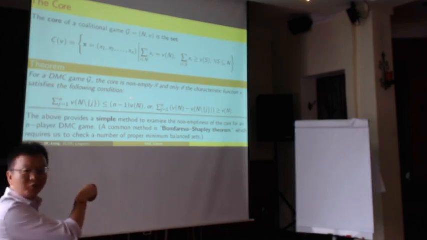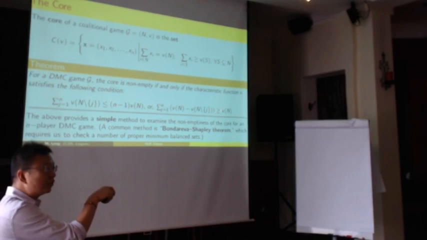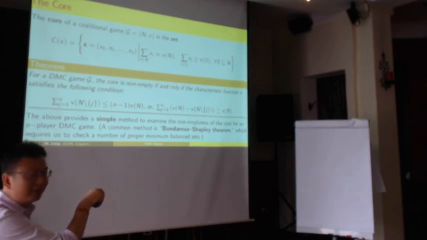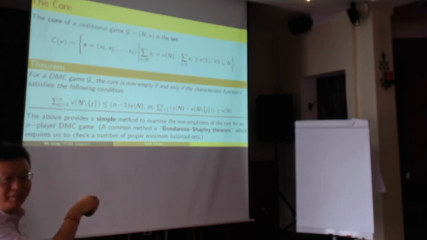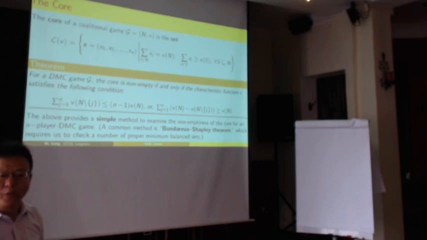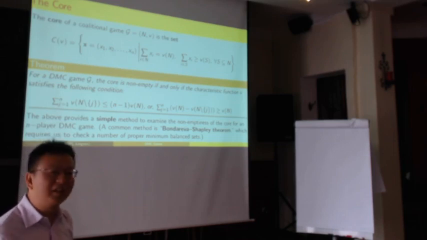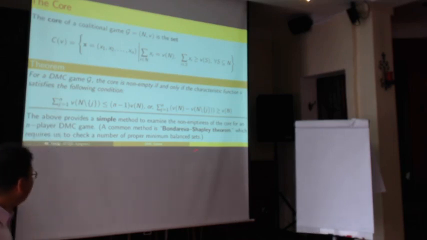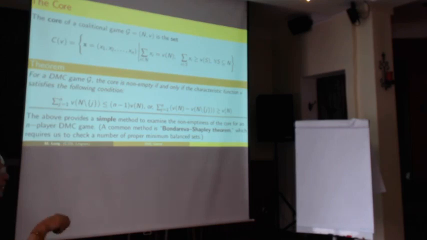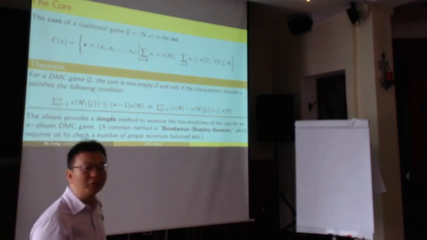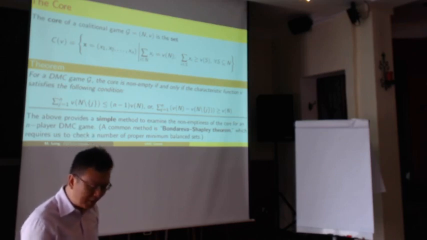Now you will see, this is the initial result. I rewrote this result in this expression. You will find this is the marginal contribution to the grand coalition. The sum of all players' marginal contributions to the grand coalition is bigger than the value of the grand coalition. Now if this condition is satisfied, DMC games always have a non-empty core. So I think this is a simple method. We just use this inequality to check non-emptiness of the core.